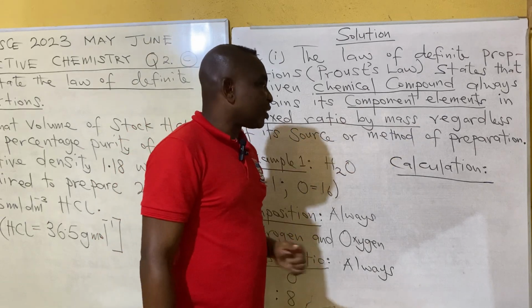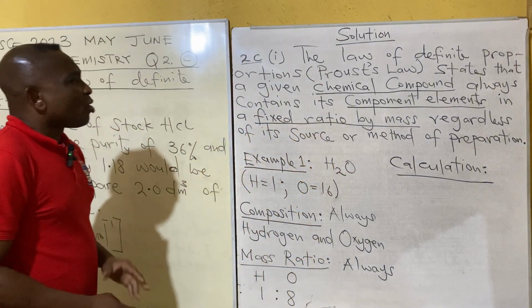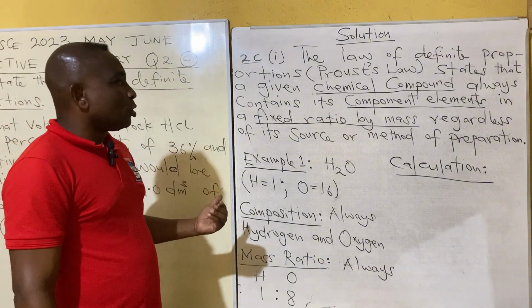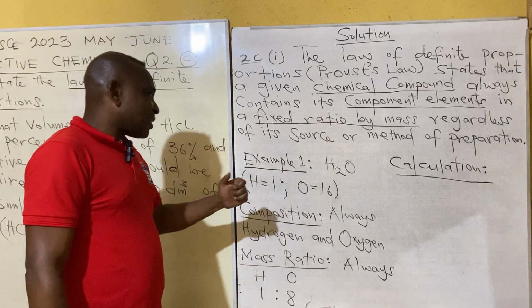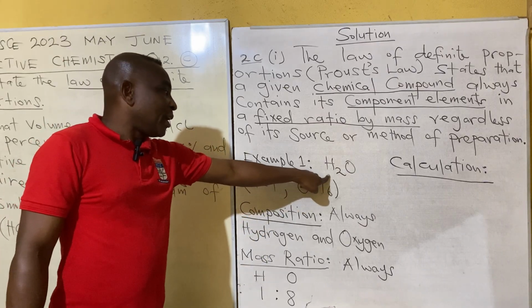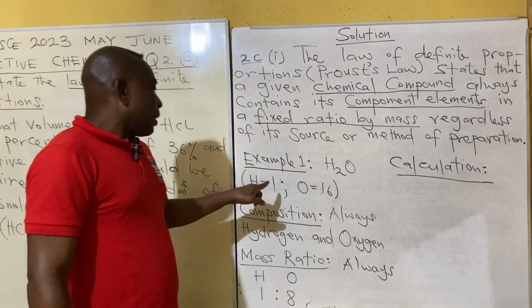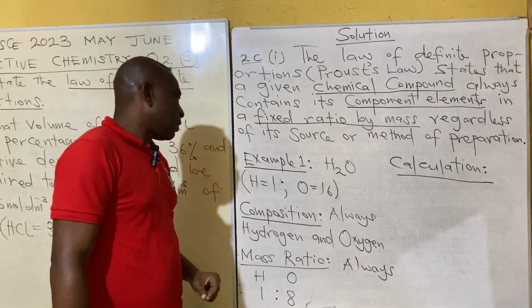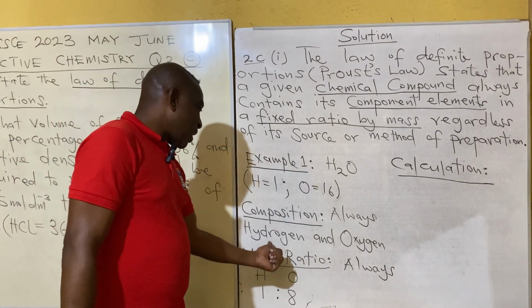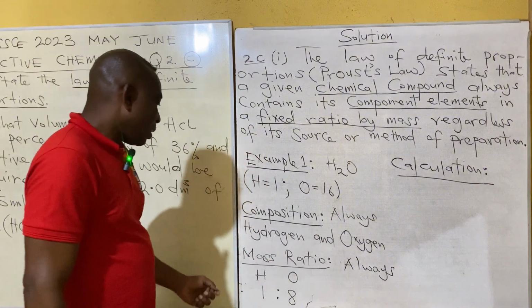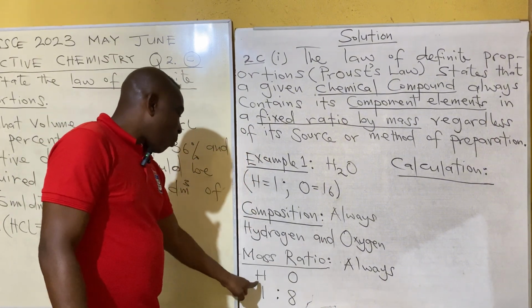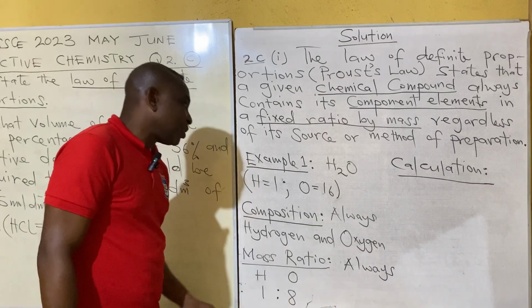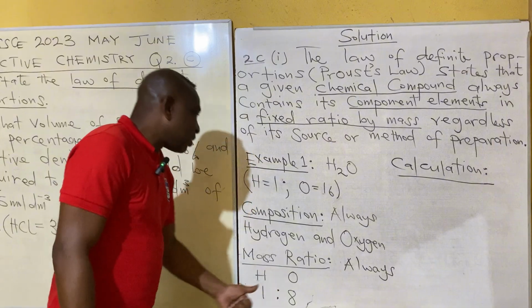method of preparation. In order to understand this law very well, I'm going to use two compounds to explain. The first example compound is H2O, which is water. H has relative atomic mass of 1, oxygen 16. The composition of water is always hydrogen and oxygen. The mass ratio is always 1 for hydrogen against 8 for oxygen. So let us calculate to appreciate this.